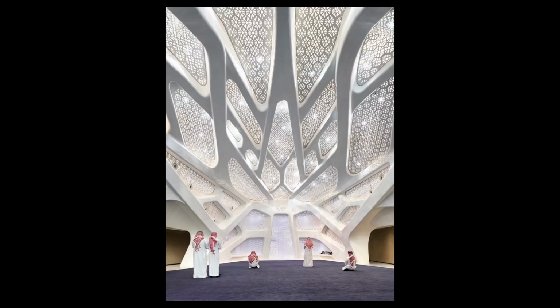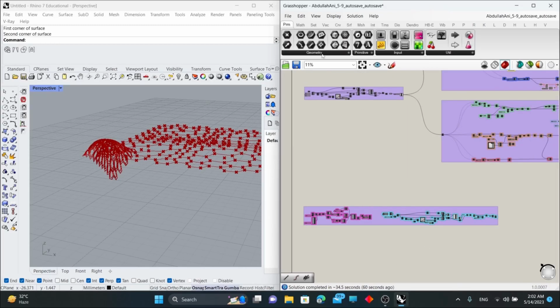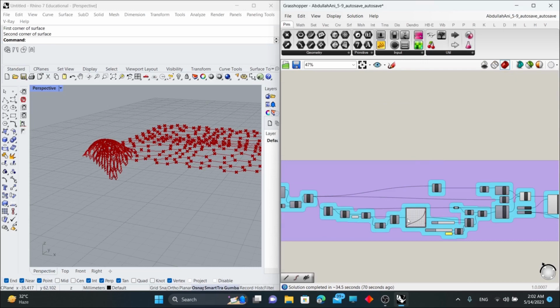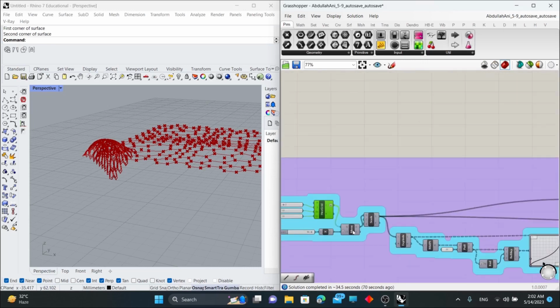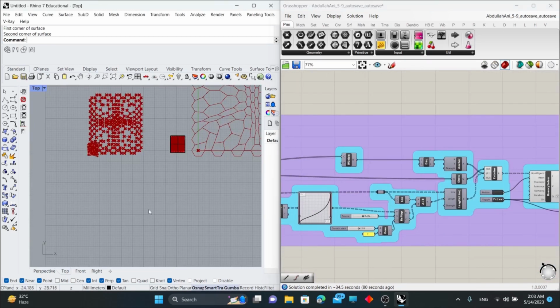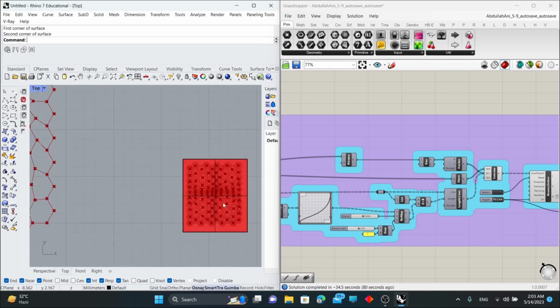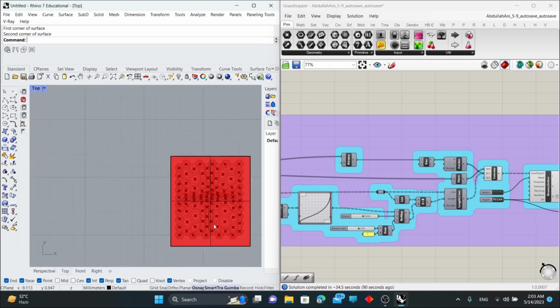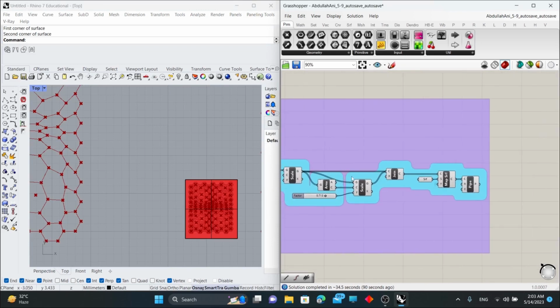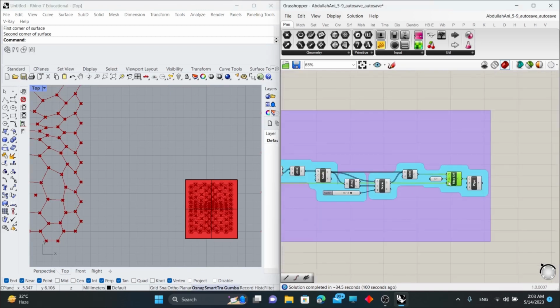For the interior, I've created the structure of the mosque by using Kangaroo twice, once to create the dome, then to apply the morphed hexagon cells. For the second Kangaroo, I've used the same logic that I used in the first definition.